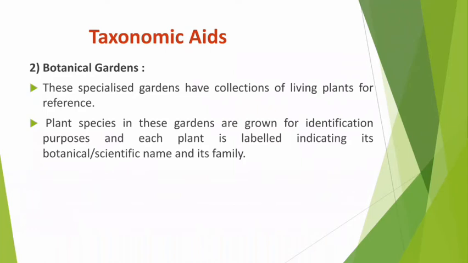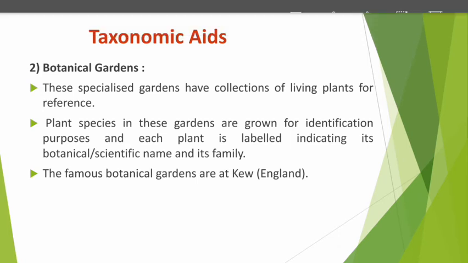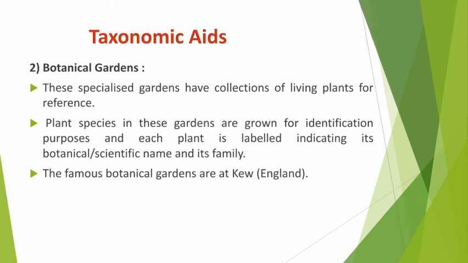So plant species in this garden are grown for identification purposes, and each plant is labeled indicating its botanical or scientific name and its family, so that people may get information regarding that plant species. My dear student, the famous botanical garden is at Kew, in England. The biggest botanical garden in the world is present at Kew.